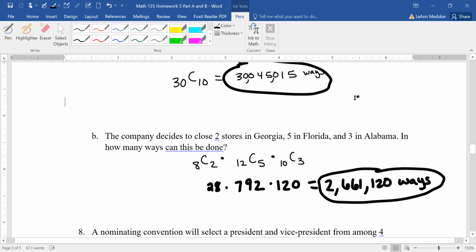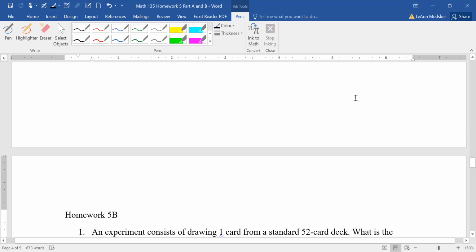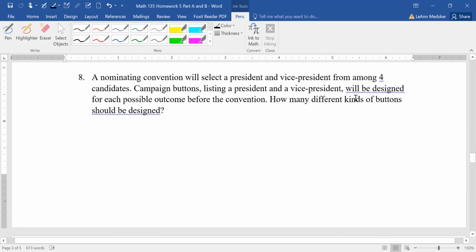All right, so let's look at the very last one for section 5A. So it says a nominating convention will select a president and a vice president from among 4 candidates. Campaign buttons listing a president and a vice president will be designed for each possible outcome before the convention. How many different kinds of buttons should be designed?